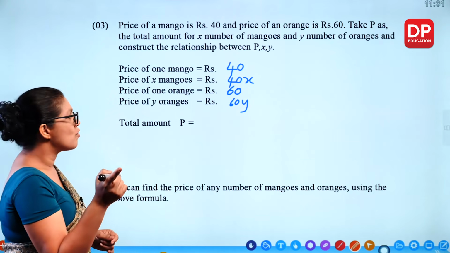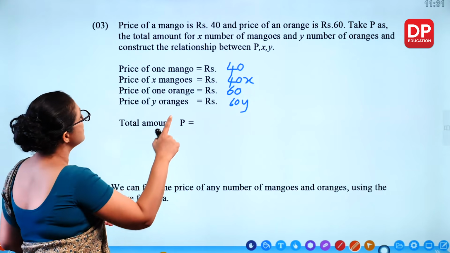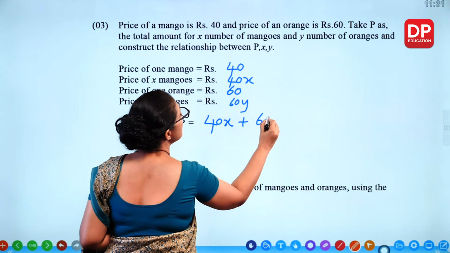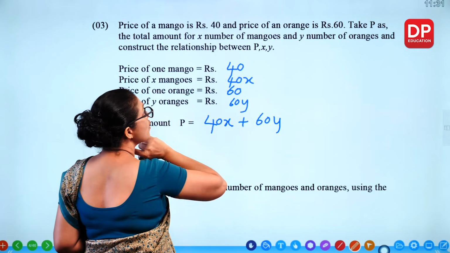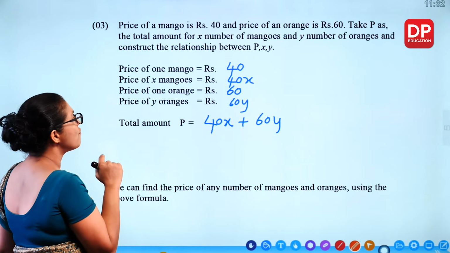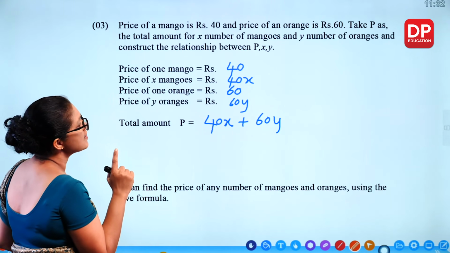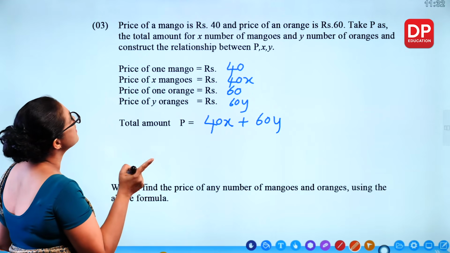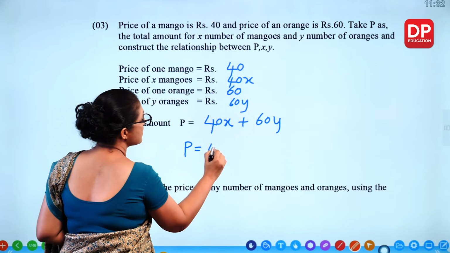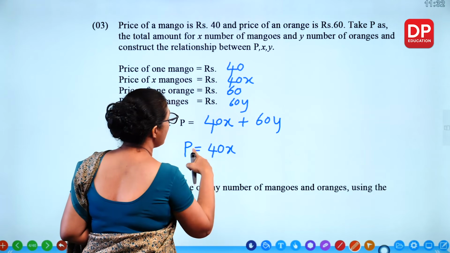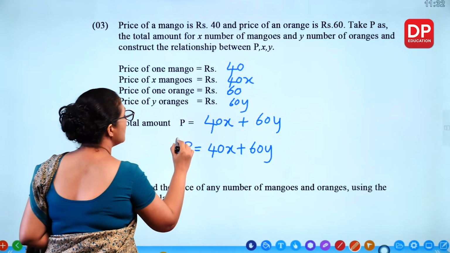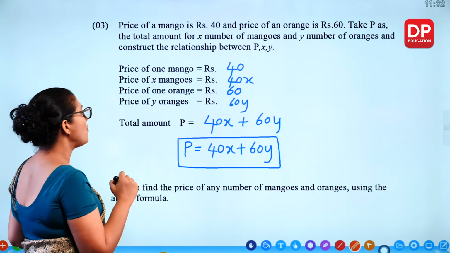Now what's the total amount? Total amount P is not 40 mangoes, but X number of mangoes and Y number of oranges. So 40X plus 60Y. So that's the relationship between X and Y with P. So we call this a formula.